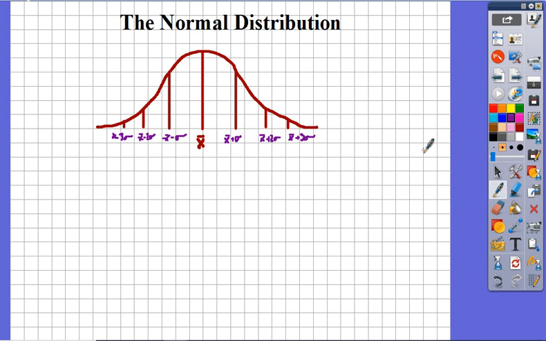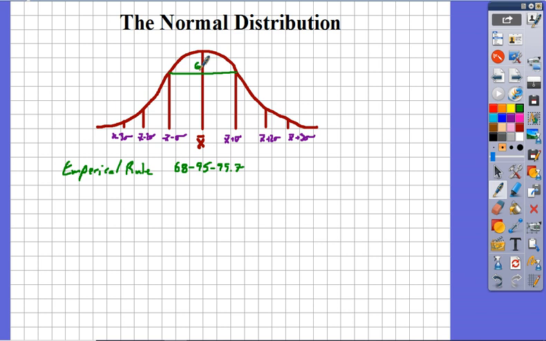So why is this important? The reason this is important is because we've got a thing we call the empirical rule. It's just an estimate, but it's a good estimate to work with. The empirical rule can also be known as the 68, 95, 99.7 rule. And what that's saying is that 68 is one standard deviation above and below the mean.